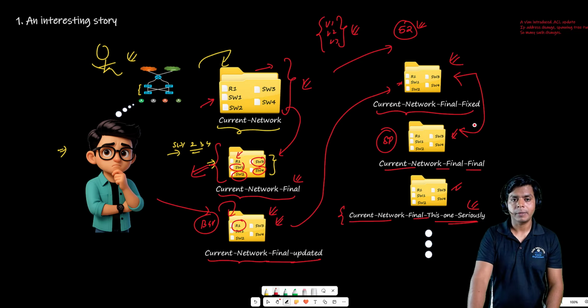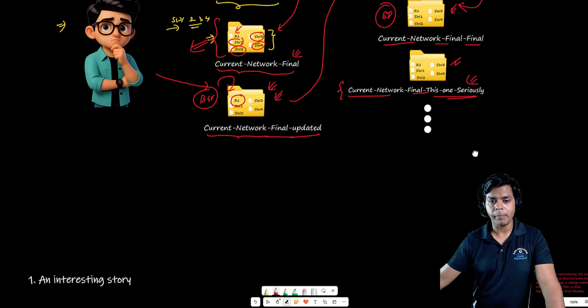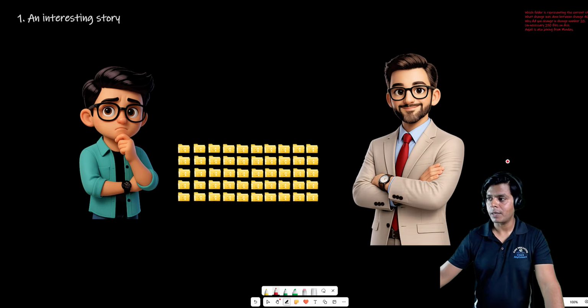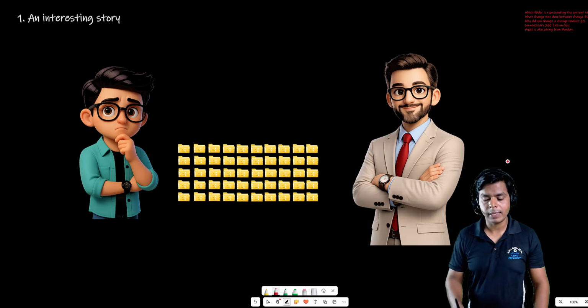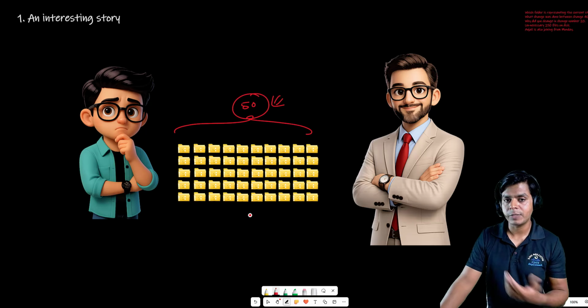Very, very interesting. So I would say in the happy story of Mr. Rahul, there are some problems, right? And the real problem starts when the manager comes into the picture, right? And here is the manager of Mr. Rahul. What exactly is he saying? Now Mr. Rahul has done 50 changes and he has these 50 folders with him. And he has a very unusual name, final. Seriously, this one is final, right?